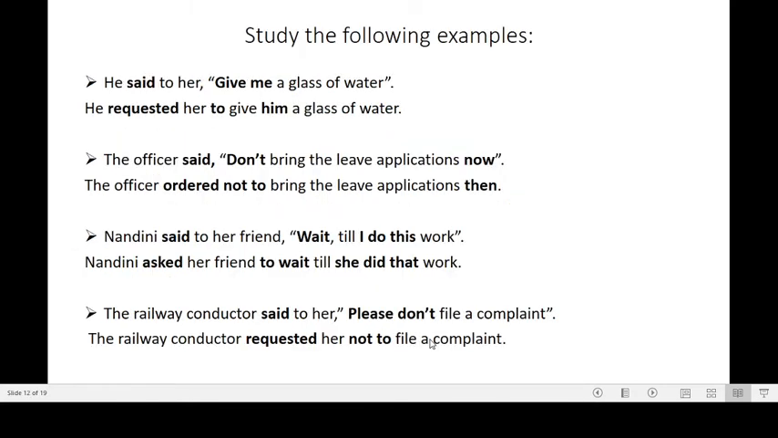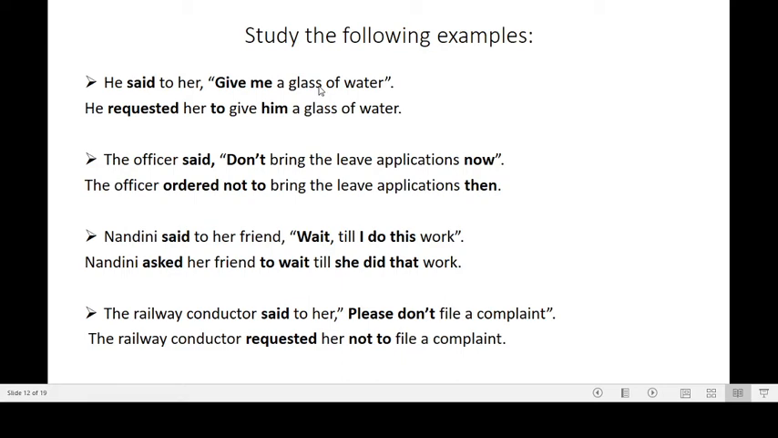Look at this example. He said to her, give me a glass of water. Here this is an imperative sentence because it is starting with a verb, and also it is a kind of request. Give me a glass of water. So it is suggesting a request. So you should understand that it is an imperative sentence.